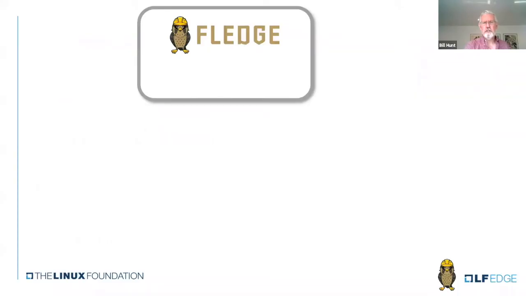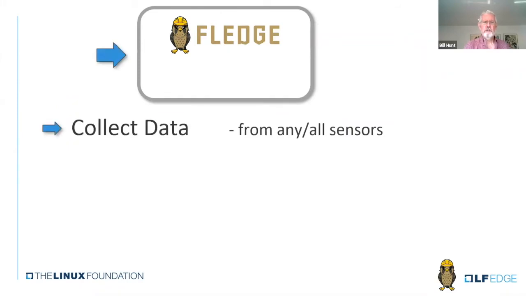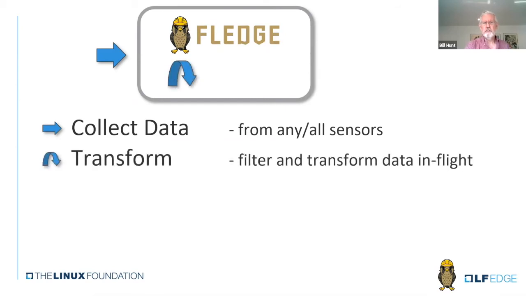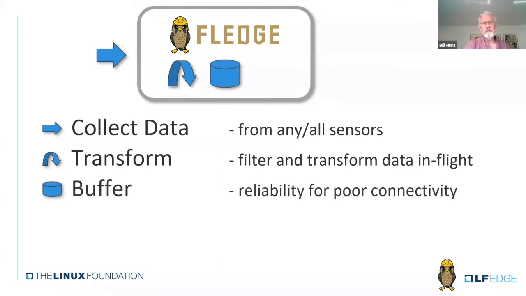So these are the capabilities of Fledge. So first of all, it's capable of collecting data from anywhere, from any kind of sensors or any kind of source. It can transform that data in flight. So as it's moving throughout the network, the instances of Fledge can change things from as small as changing, say, Celsius to Fahrenheit, or they can do much more complex transforms like machine learning sorts of things. They can buffer the data.